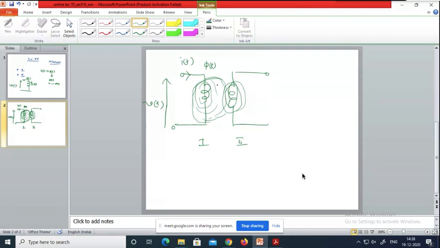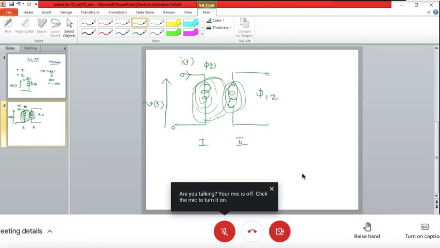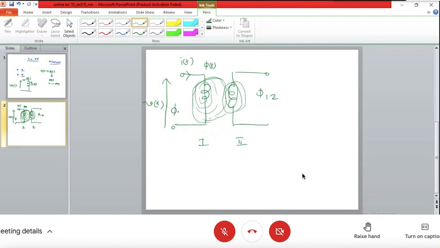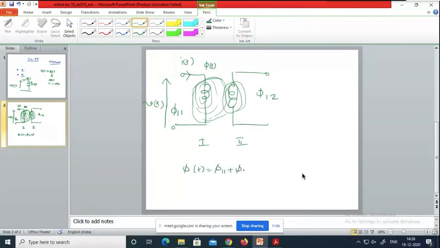Okay, so what you can say here, the total flux is phi. Some part of the flux is linking this coil number 2, that you can denote as phi 1 2. The flux which is linking only the coil number 1 can be denoted as phi 1 1. Therefore, phi of t is equal to phi 1 1 plus phi 1 2.